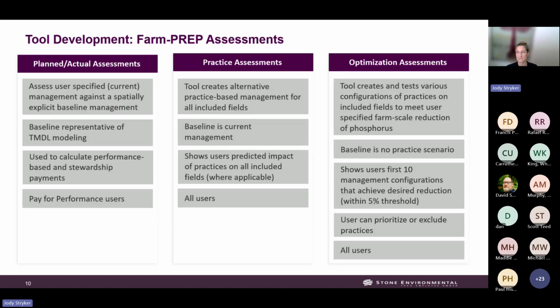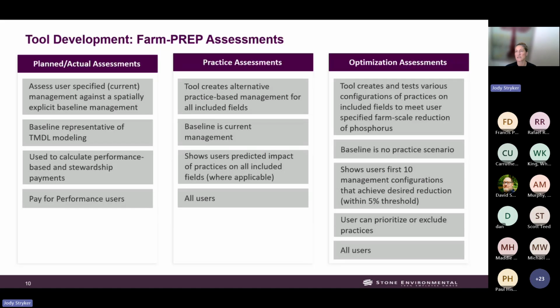The baseline management for these assessments is essentially the current user-specified management, and this is available for all users of the tool. Optimization assessments are designed to test various configurations of practices on the different fields within a farm and find management solutions that meet a user's desired farm scale reduction in phosphorus loss in comparison to a no practice baseline. So these assessments return results for the first 10 solutions that it finds where your overall P loss across the farm is within 5% of your specified reduction target.